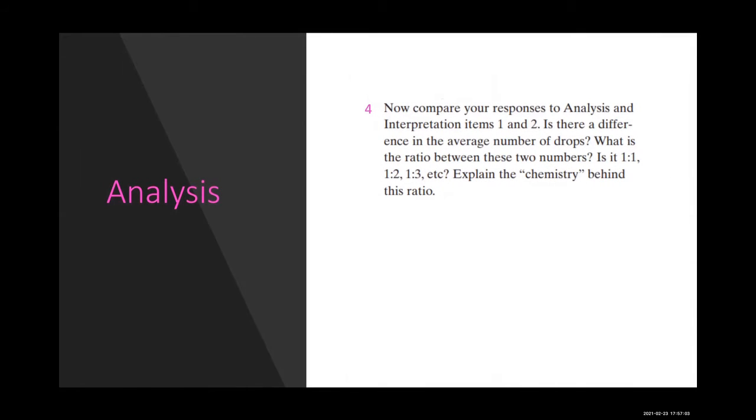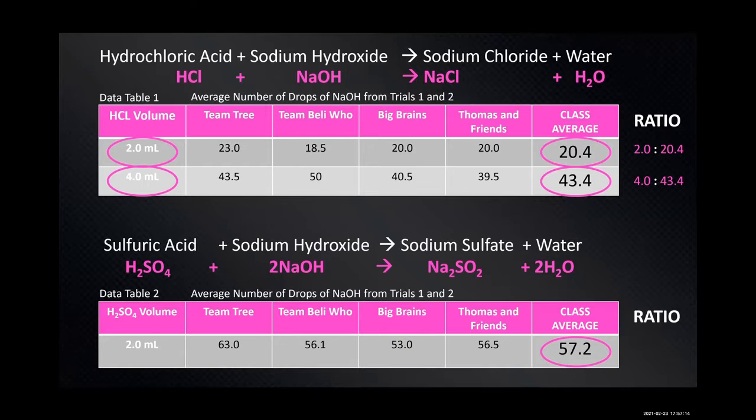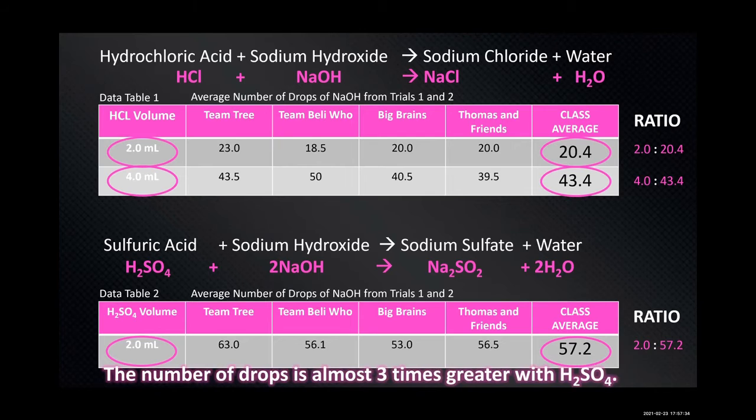Now we want to compare our results to analysis and interpretation items 1 and 2. Is there a difference in the average number of drops? What is the ratio between the two numbers? Is it 1 to 1, 1 to 2? Let's have a look. Our averages show 2 to 20.4, 4 to 43.4, and at the bottom 2 to 57.2. So what does this really mean? It means that the number of drops needed was almost 3 times greater with the sulfuric acid, because it's almost 60.